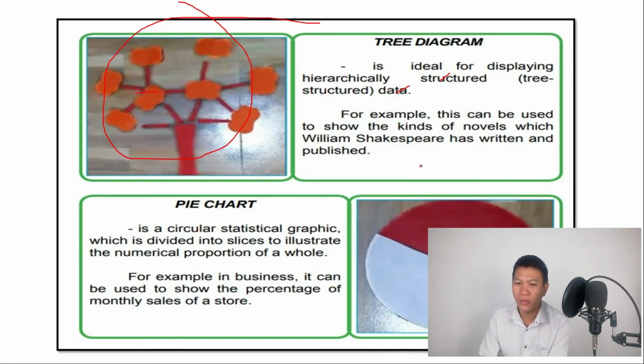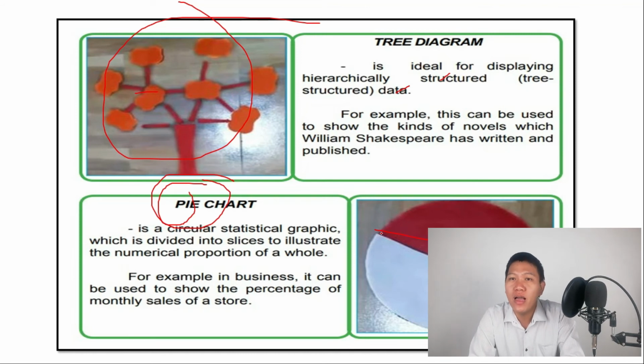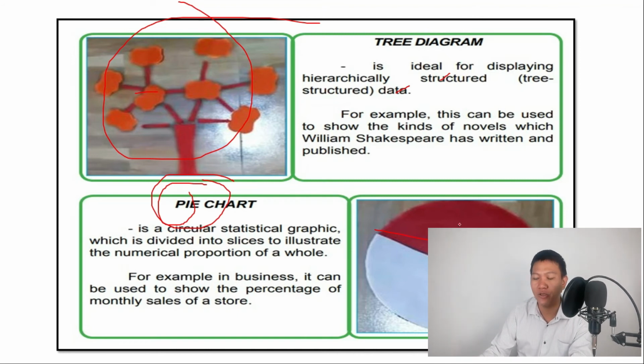Then we have the most common chart or diagram used in mathematics, the pie chart. It looks like a pie, that's why it's called a pie chart. It is a circular statistical graphic which is divided into slices. These are the slices to illustrate the numerical proportion of a whole. If we're talking about numerical proportion, let's say how many students from Balanti have internet connection, how many have just data connection, and how many do not have any data or internet connection, you may use a pie chart.